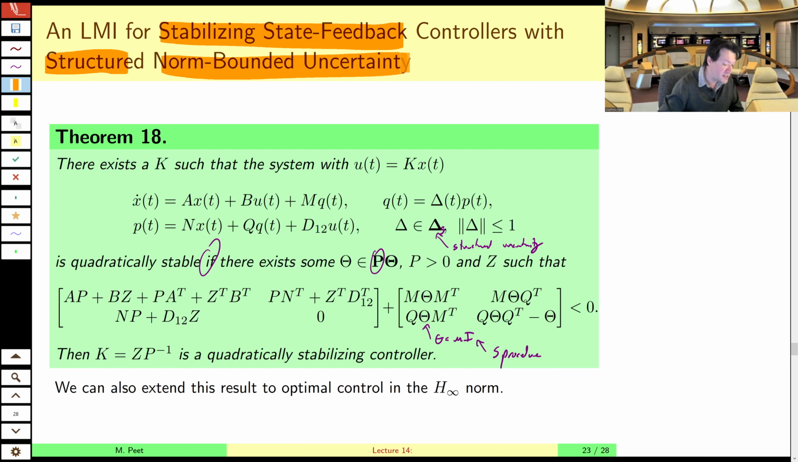Okay. We can, of course, extend this to optimal control by simply taking the S procedure LMI for optimal control and replacing that mu I with scalings, with this different linear LMI constraint.